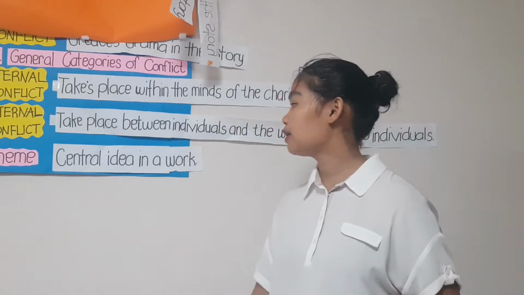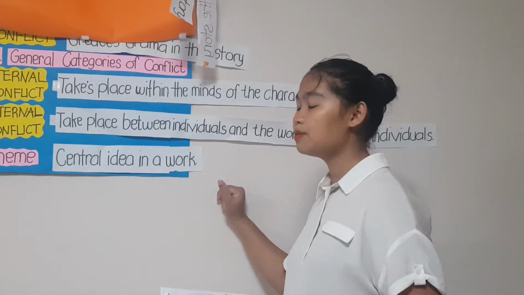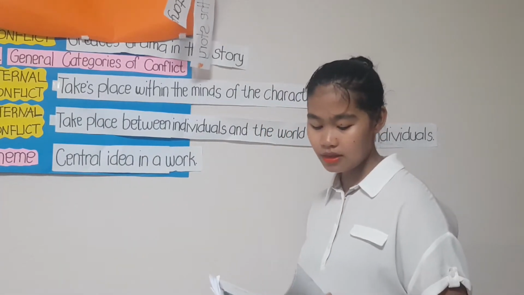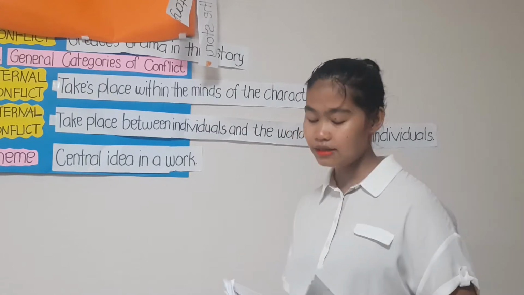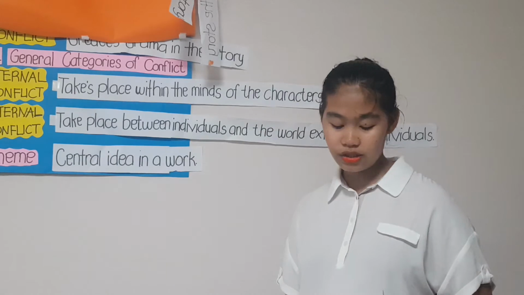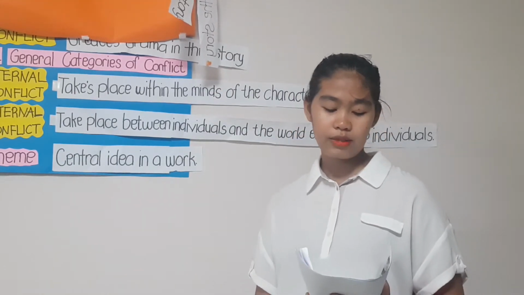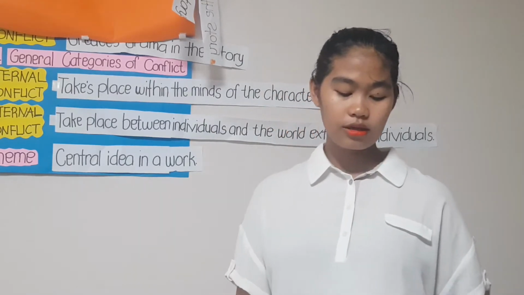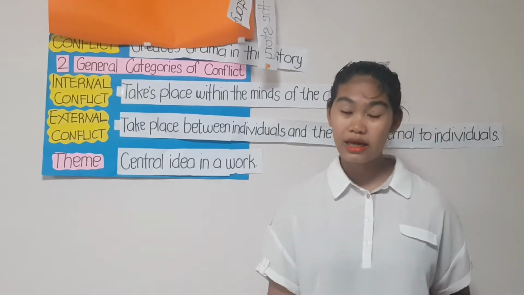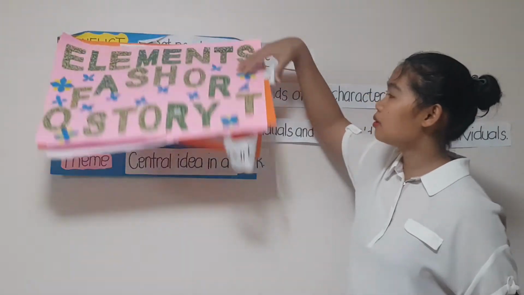And the last, we have the central idea in a work, which could be a theme. So a theme is the meaning behind the events and characters in actions. So the theme is the central idea, message, purpose of the story, and the theme can be expressed as a general statement about people or life. It is not a summary, but also not a plot. Okay? So do you have any questions before we go to our activity?